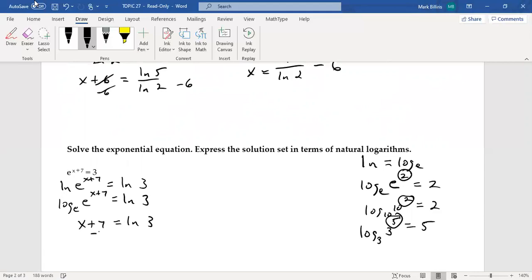Our last step would be to subtract 7 from both sides. So x would equal the natural log of 3 minus 7. Since 7 doesn't have a natural log, and even if it did, you don't subtract the 3 and the 7.